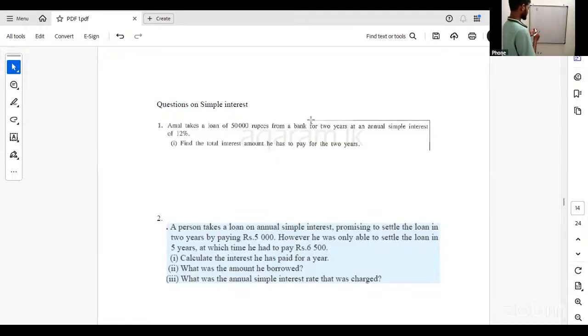Okay, easy. Just put I equals PTR over 100, because they have given the principal amount here, and they have given the number of years and the rate also. They are asking for the simple interest after 2 years. Principal amount is the main amount here, 50,000, into the time, which is 2 years. So let's put 2. Rate is 12% annually, right? Rate is 12% over 100. Simplify this one.